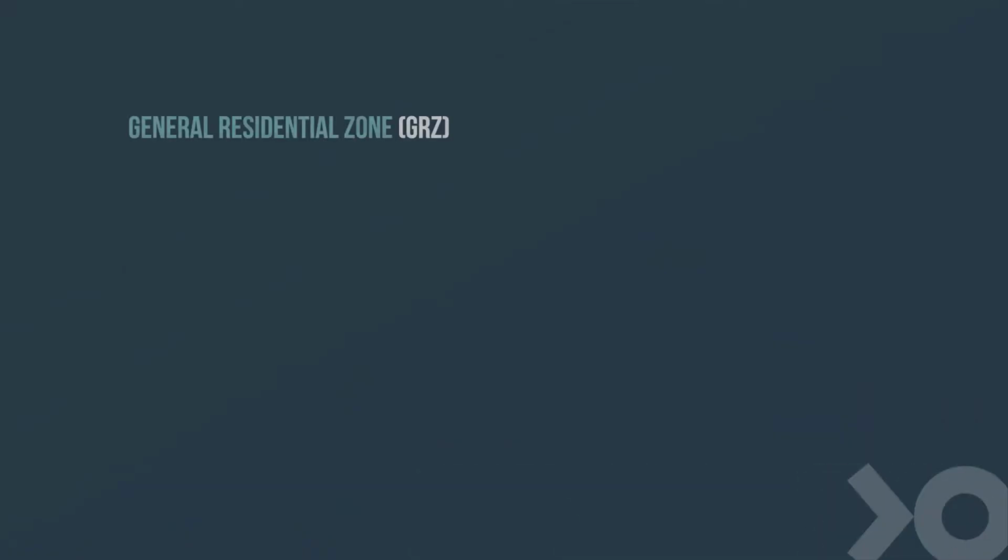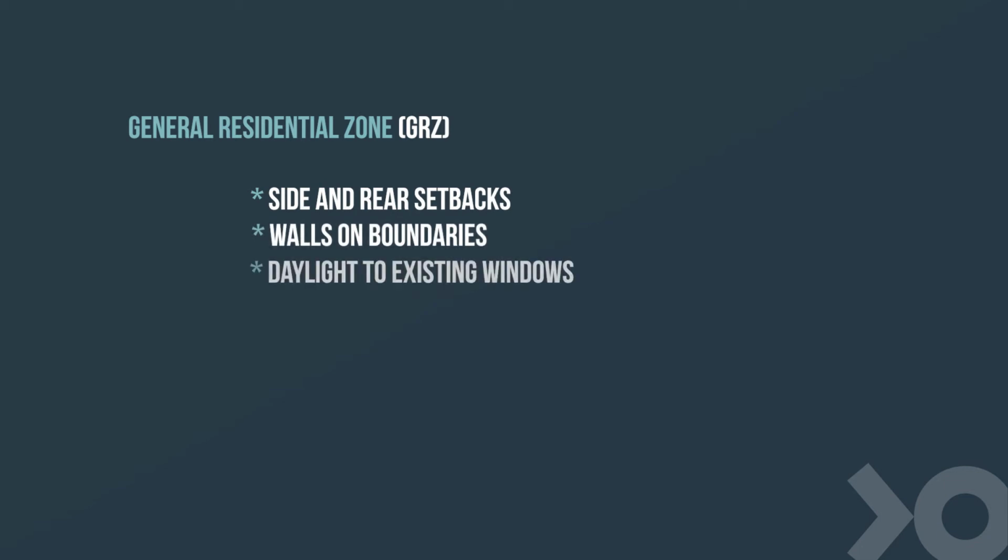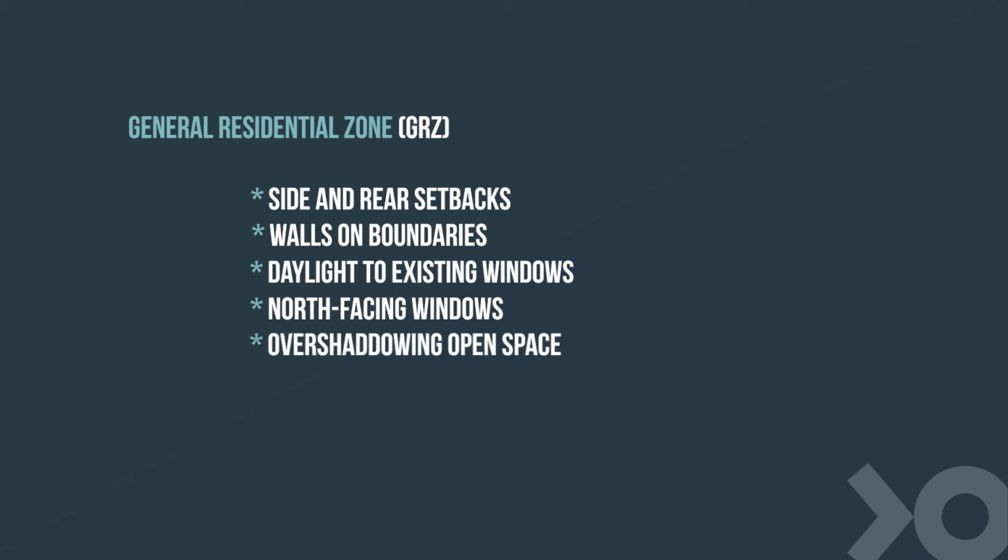The purpose of the General Residential Zone is to encourage development that respects the neighbourhood character of the area. It's also about encouraging a diversity of housing types and housing growth, particularly in locations offering good access to services and transport. Some of the things that need to be considered in this zone include, but are not limited to, your side and rear setbacks, walls on boundaries, daylight to existing windows, north-facing windows, overshadowing open space, and overlooking.